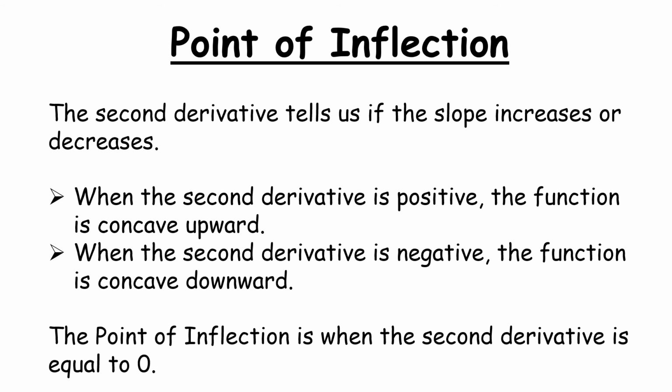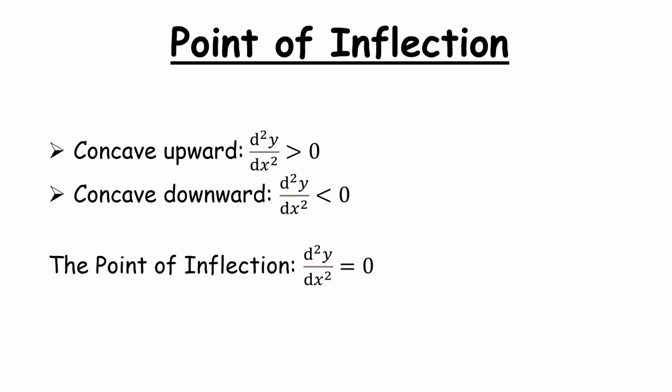And the point of inflection is dead in the middle, which is exactly where it's going from positive to negative or negative to positive. That means it's at 0. So in simple terms, here is what we have. Concave upwards, d squared y dx squared is greater than 0. Concave downwards, d squared y dx squared is less than 0. And the point of inflection is where that second derivative equals 0.